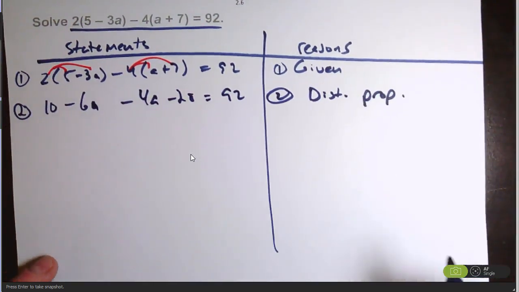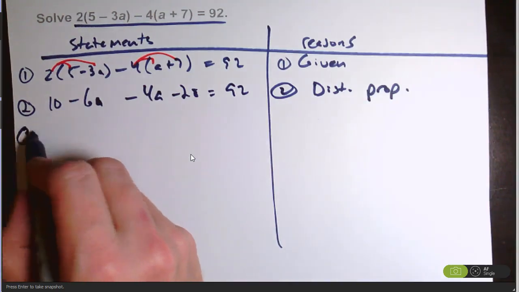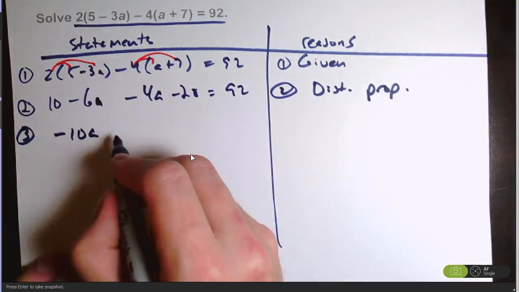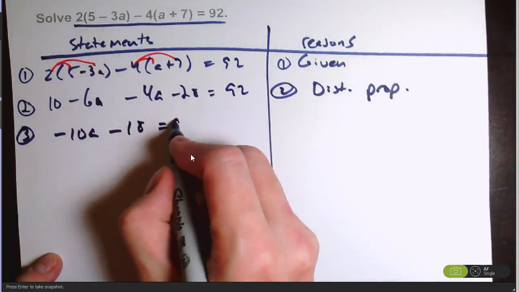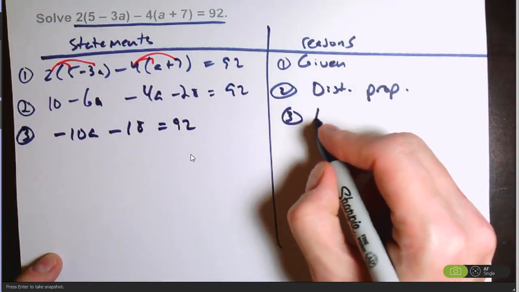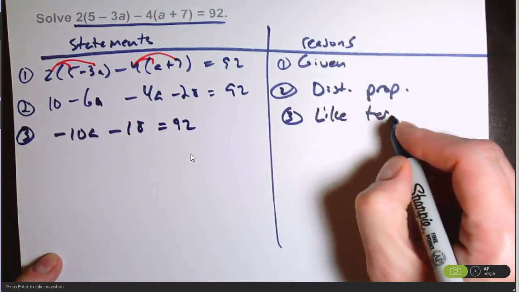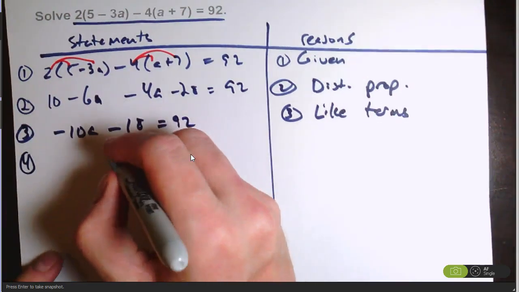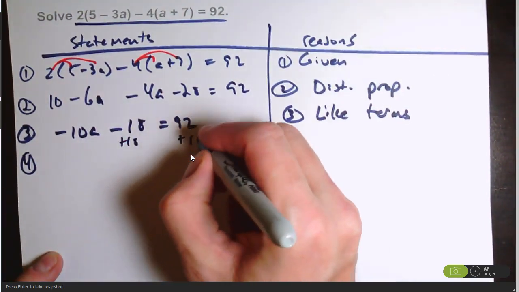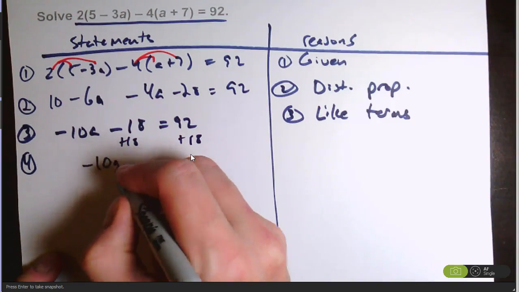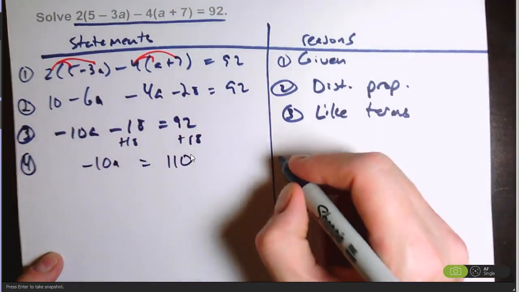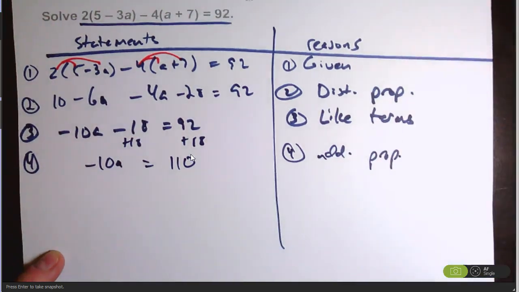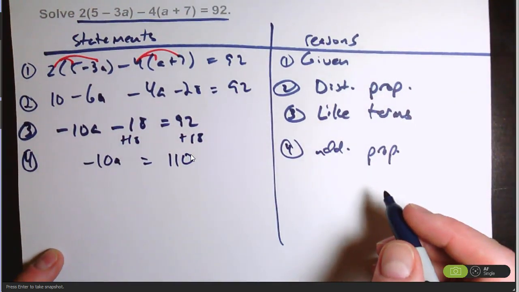Okay. Then the next step, we combine like terms. So negative 6a and negative 4a is negative 10a, 10 and negative 28 is negative 18, 92, and you can just say like terms. Now, step 4, we add 18 to both sides, and you get negative 10a equals 110. That's by the addition property, because I added that to both sides.